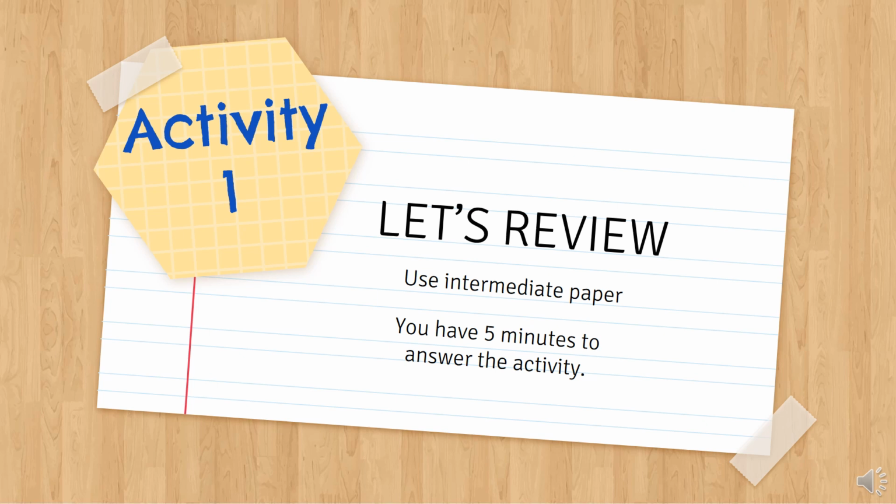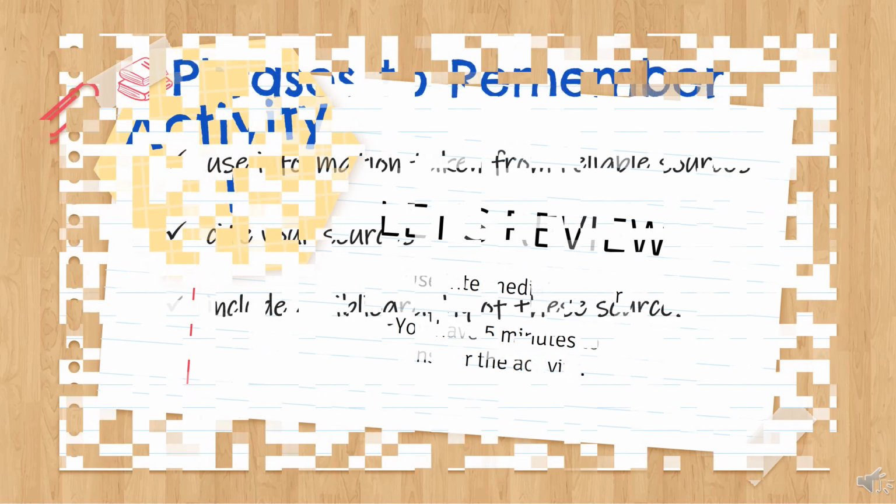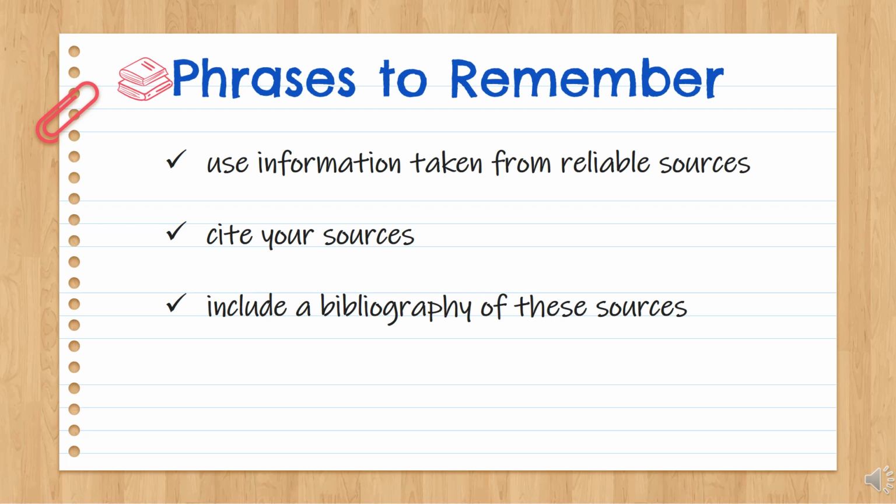Activity 1, let's review. Read the sentences carefully and determine the meaning of the underlined word through context clues. Using the same answer sheet, write only the letter of the correct answer. Note that in the activity you just answered, you came across these phrases.